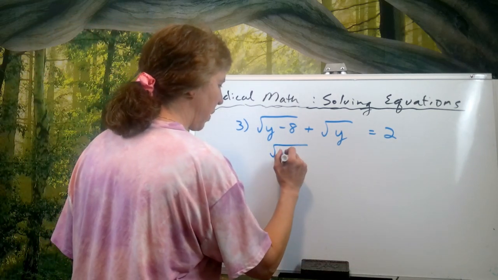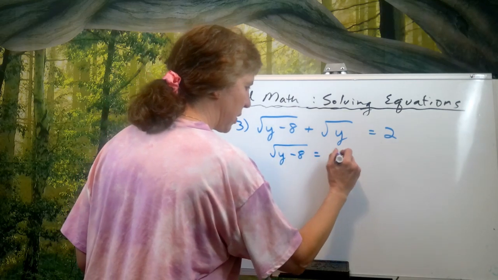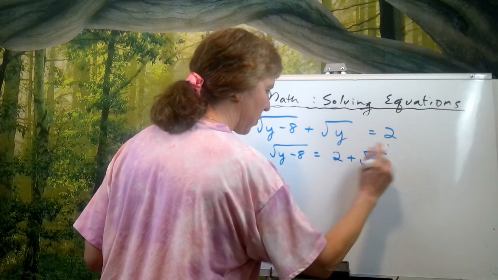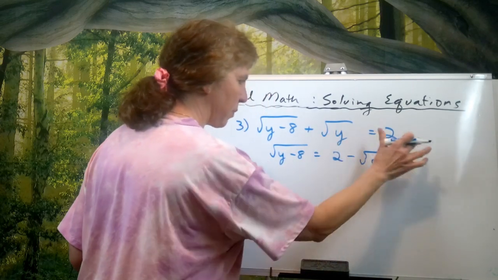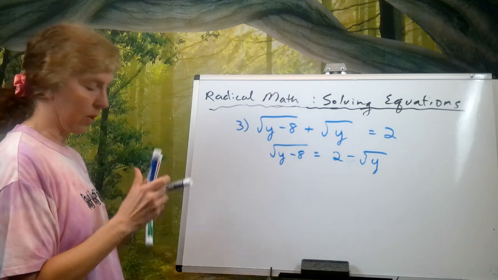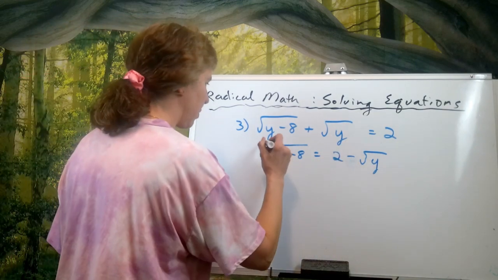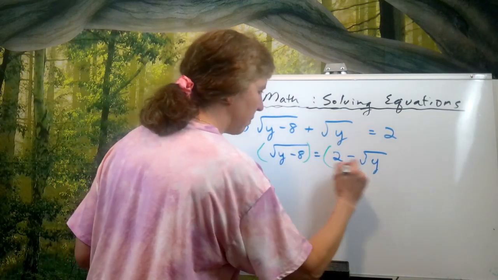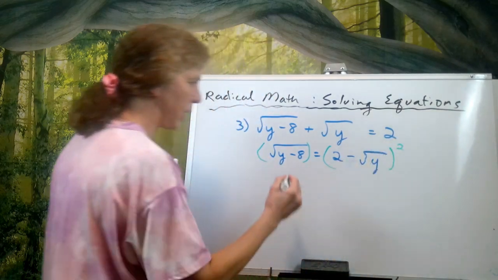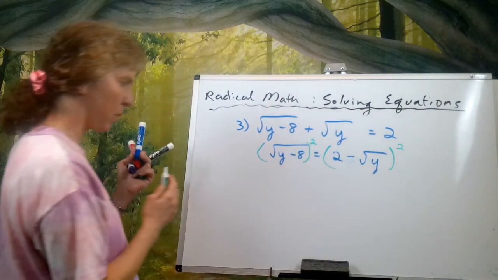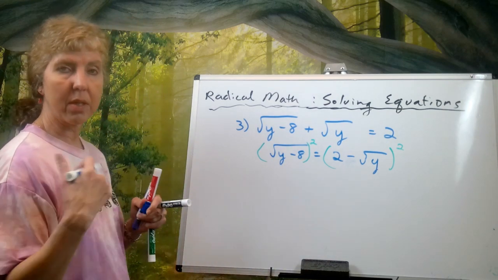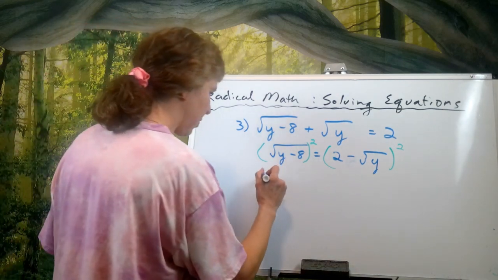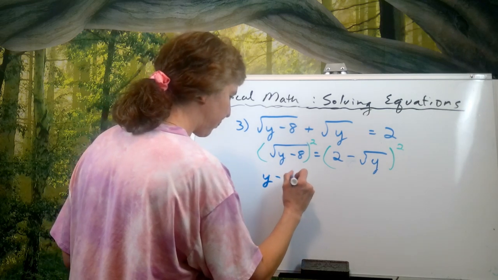So this will be y minus 8. And this will be 2 plus root y. Oh, sorry, minus root y, because I subtracted root y from both sides. Now I'm going to square it. Gets a little bit ugly on the right-hand side. Not too bad, because it's just a square root of y. All right, left-hand side, the square root and the square undo each other. Inverse functions, you get y minus 8.